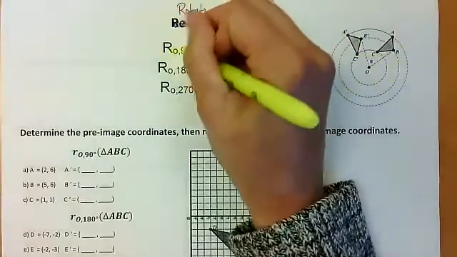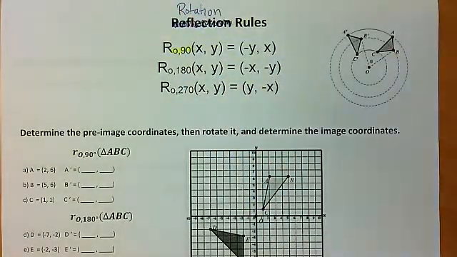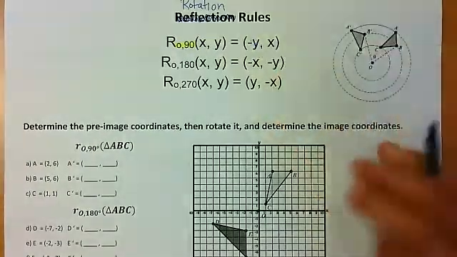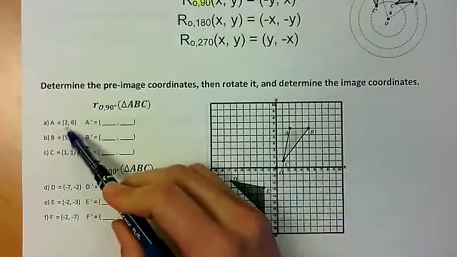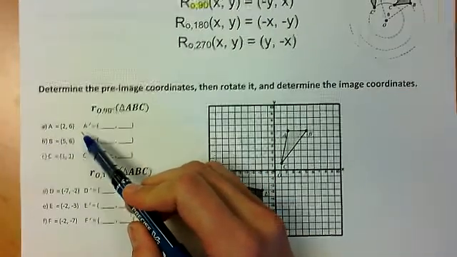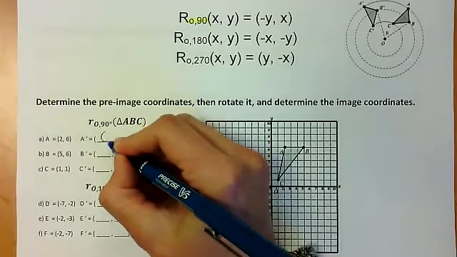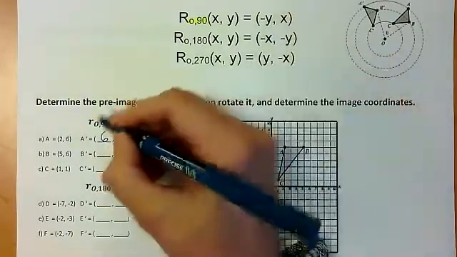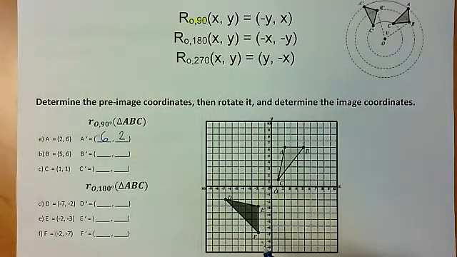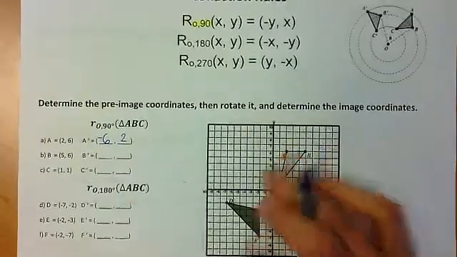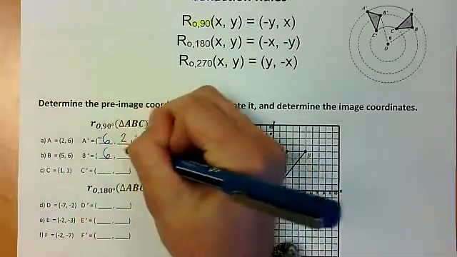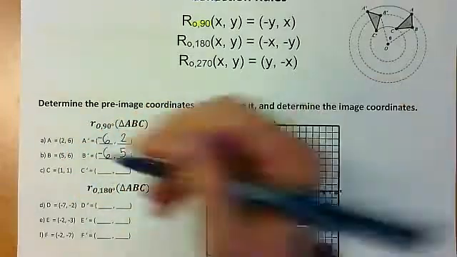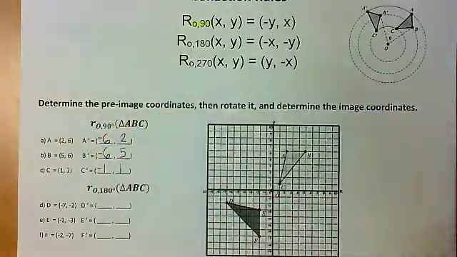Let's look at a rotation of 90 degrees first. When we rotate 90 degrees, we flip x and y, and we change the sign of y. So let's try it right here. I have point A is 2, 6. So I am going to switch them. So 6 goes here, 2 goes here. And I need to change the sign of y. That becomes a -6. Okay, let's try with the next one. 5, 6. Switch them and change the sign of the first one. All right, 1, 1. Not much switching to do there. Change the sign of the first one.